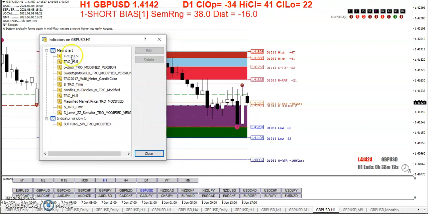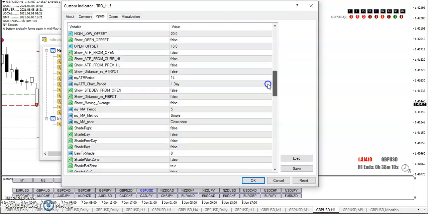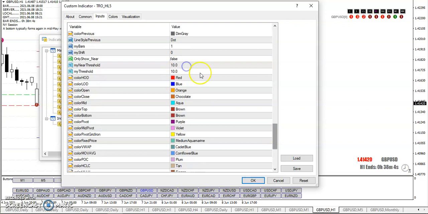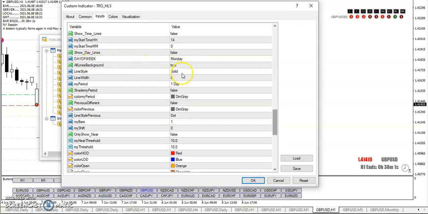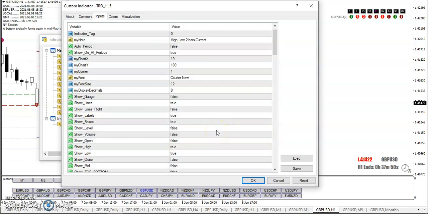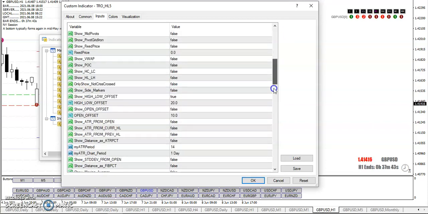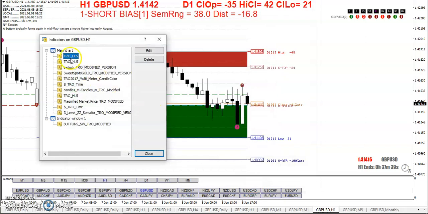In fact, it looks like I've got 3 copies, so let's take a look at what each copy is doing here. So this one, we've got the ATR chart period set to a day. We're using 1 bar, the current bar, so shift is 0. And we are showing high and low for the day. So that's what that one particular instance is doing.